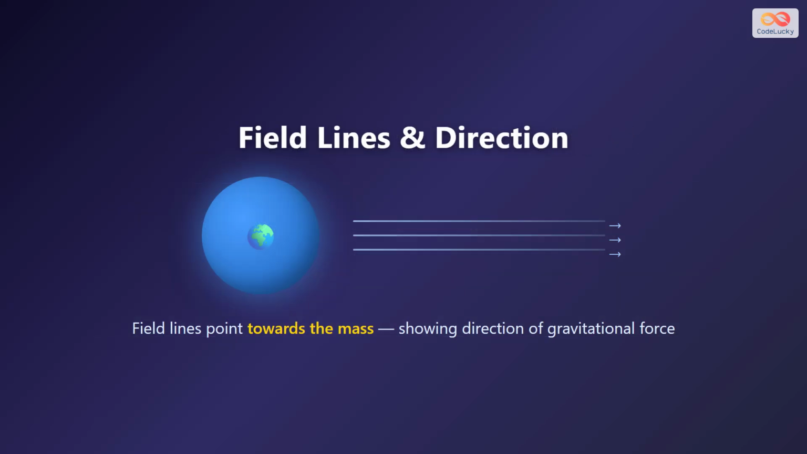To visualize gravitational fields, physicists use field lines. These lines are imaginary representations that show us the direction of the gravitational force at any point in space. The key thing to remember is that gravitational field lines always point towards the mass creating the field. So if you place any object near Earth, the gravitational force on that object will be directed toward Earth's center. The closer the field lines are to each other, the stronger the gravitational field at that location.